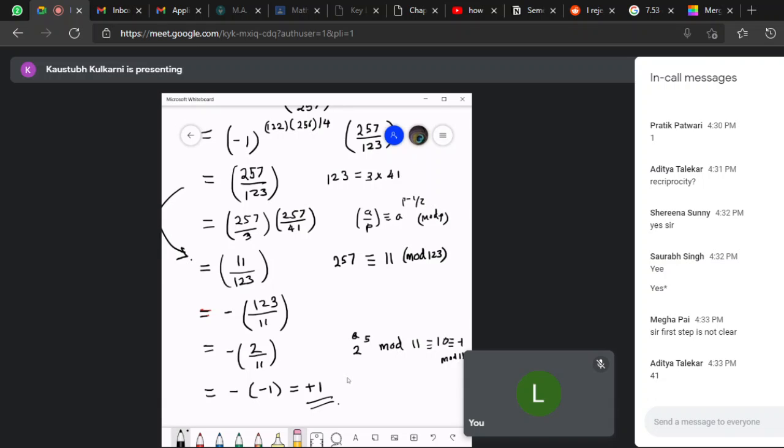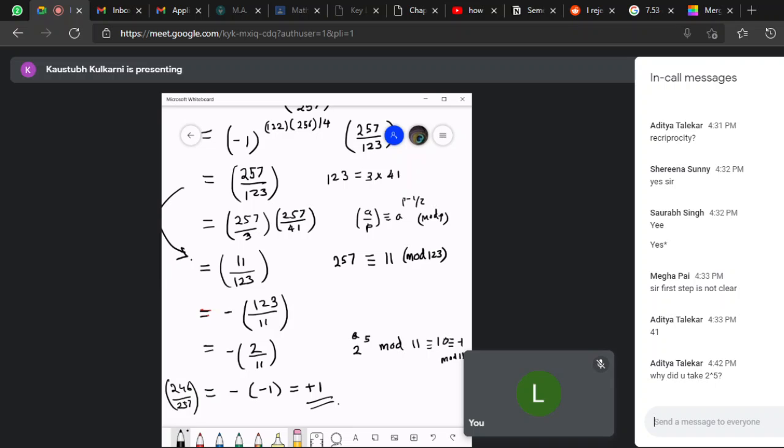246 upon 257. The Legendre's symbol is +1. So this is how it is calculated.